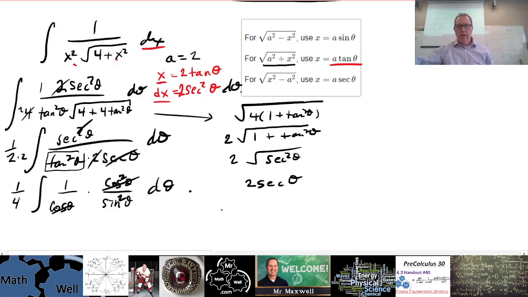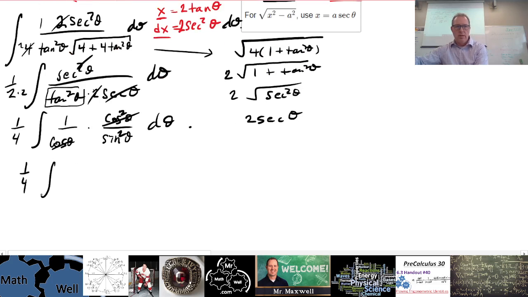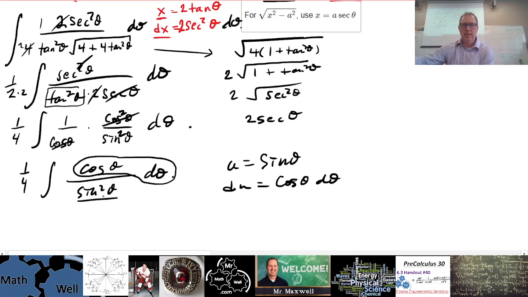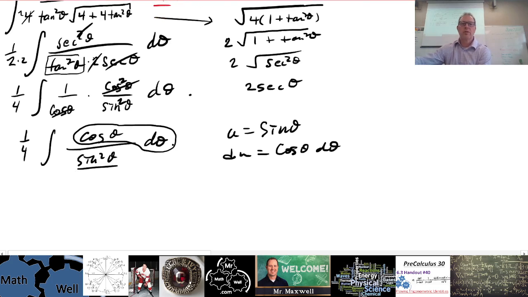All right, so if we take a look at this now, and my computer crashed a little bit here, but this should be cos theta over sine squared theta d theta. And as I mentioned to you just a few moments ago, this actually is a really good u substitution candidate. Because if I let u equal sine theta, du is cos theta d theta, which I actually have cos theta d theta. So I can let sine in sine squared here equal u. So this is good for u substitution.